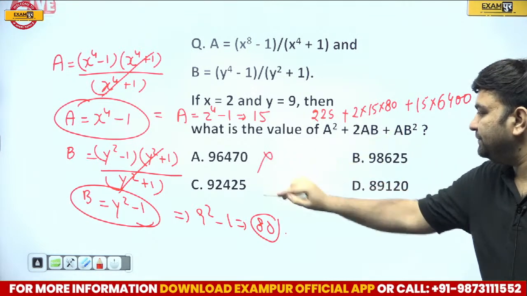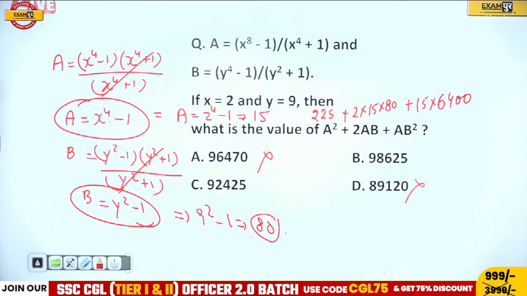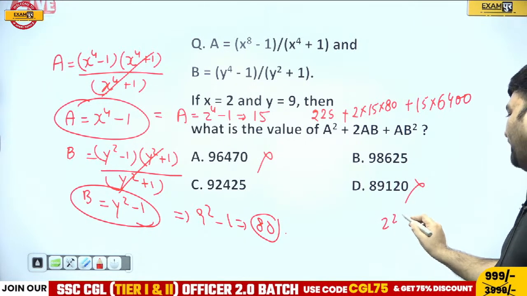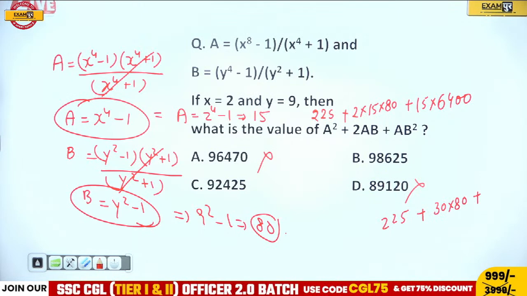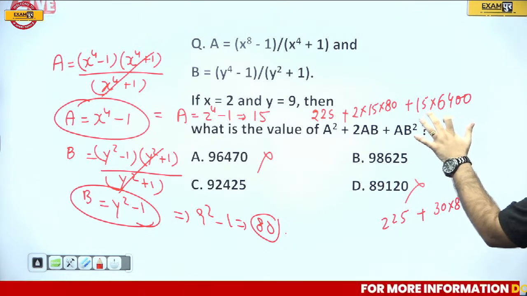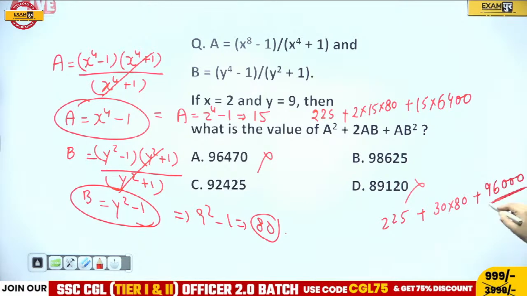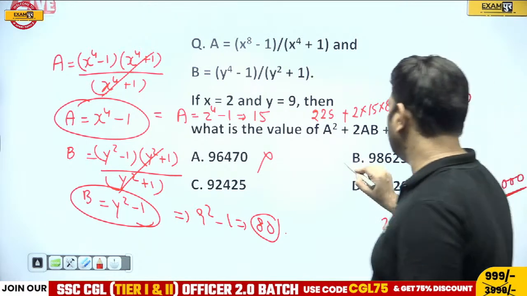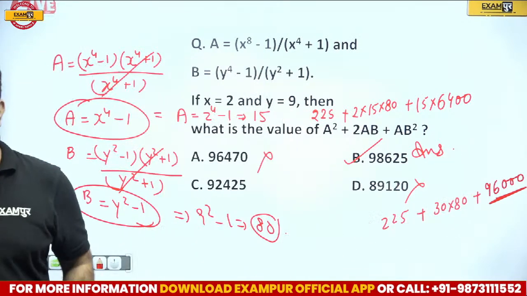Unit digit of 5. 225 plus 30 into 80 plus 64,000 plus 32,000, 96,000. So this is the major contributor. More than 96,000 is the answer.